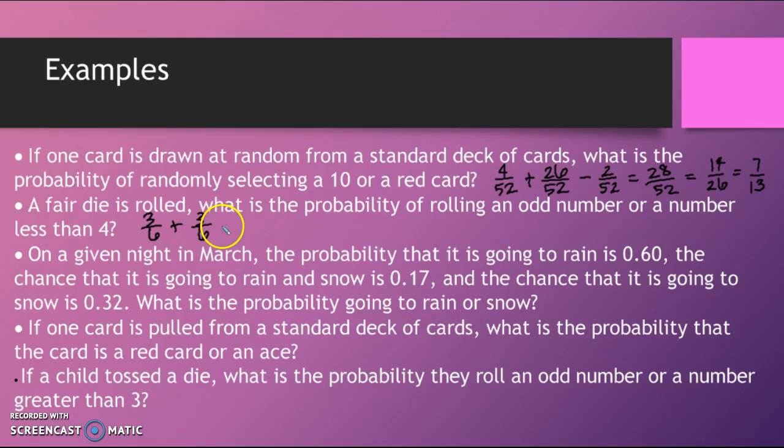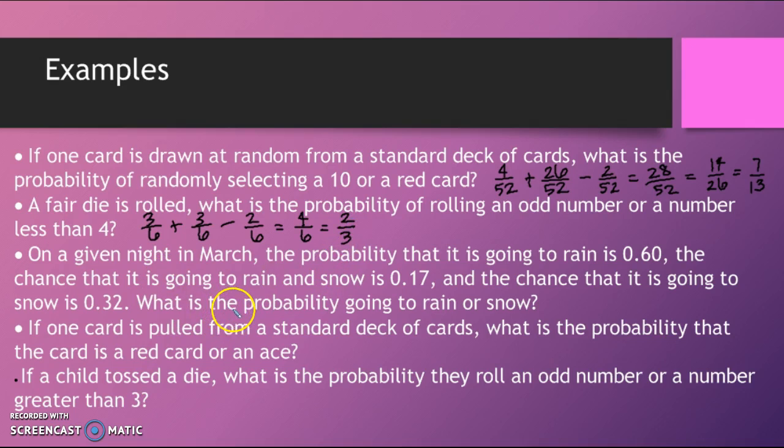We've got to take out that overlap. So the numbers that are odd and less than 4 would be 1 and 3. So that's 2 out of 6. 3 plus 3 is 6, minus 2 is 4. So we get 4 out of 6, which simplifies to 2 over 3.